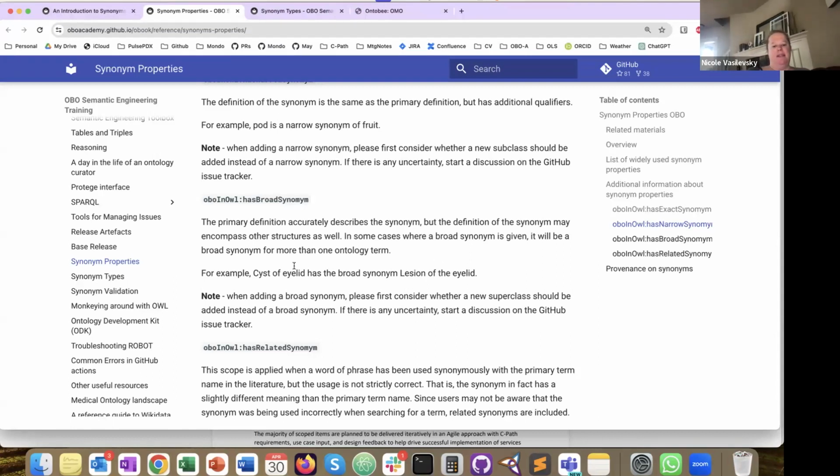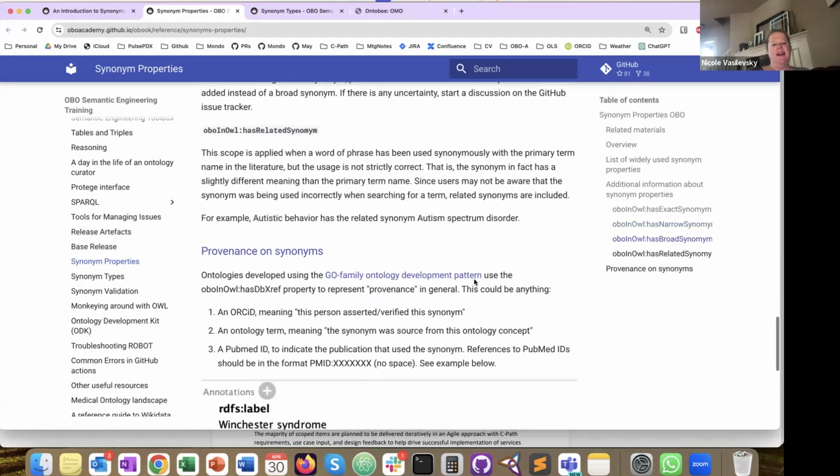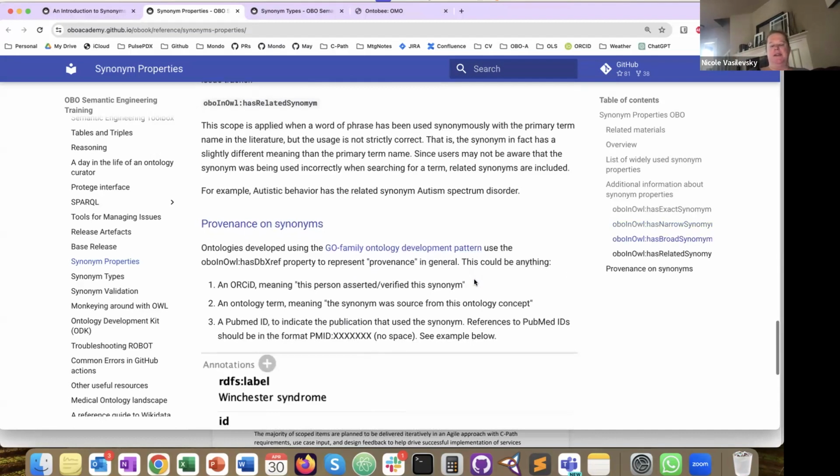But an example is cyst of the eyelid has a broad synonym, lesion of the eyelid. And then related synonyms, I feel like are a little bit more tricky. Sometimes I question why we would add a related synonym if it's not exactly the same term. It's not meant to indicate the same concept, but related synonyms are often added in cases where the community or people are using these terms, whether or not the usage is strictly correct.